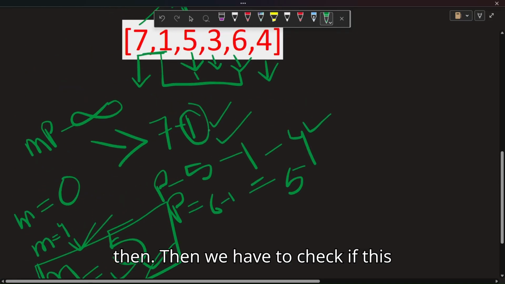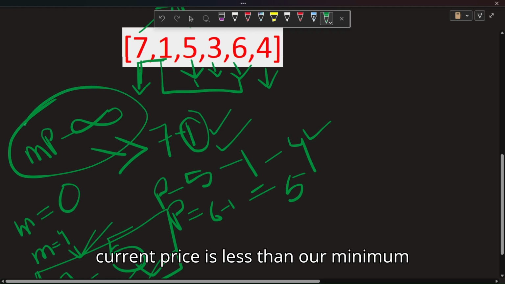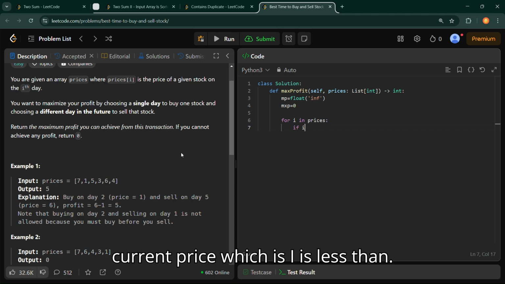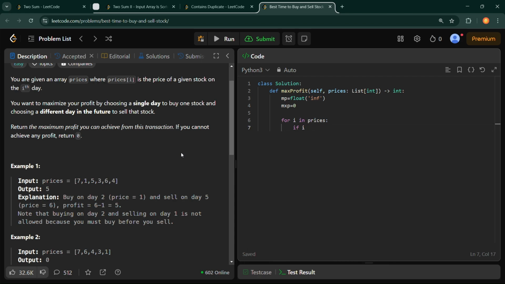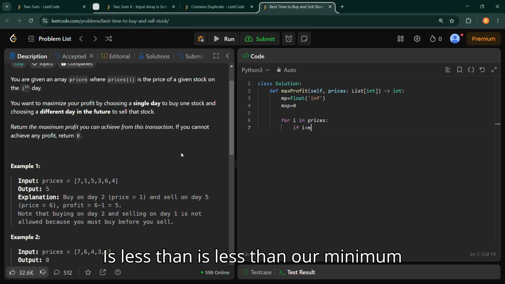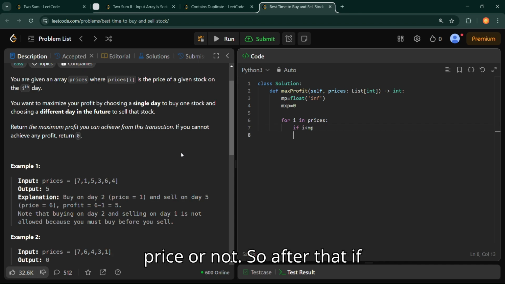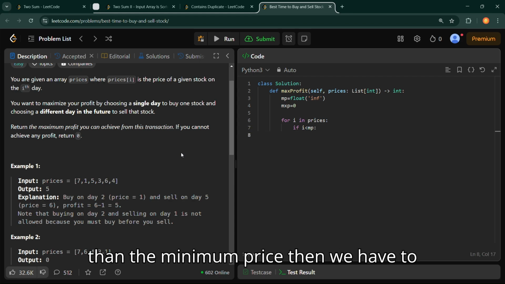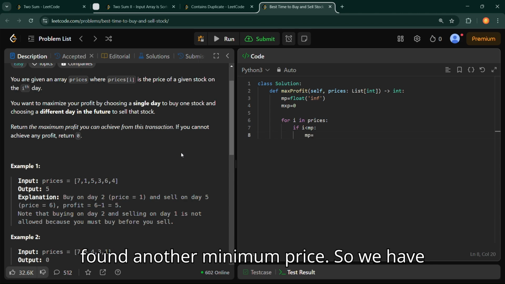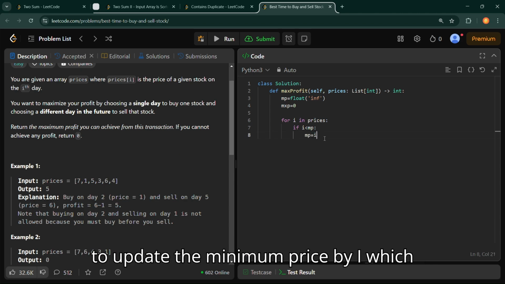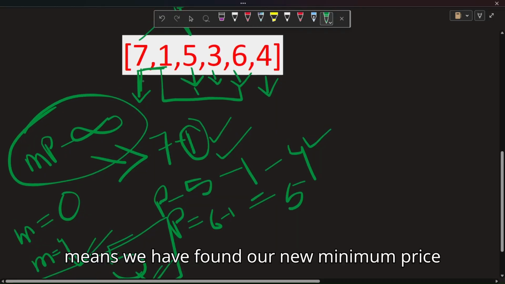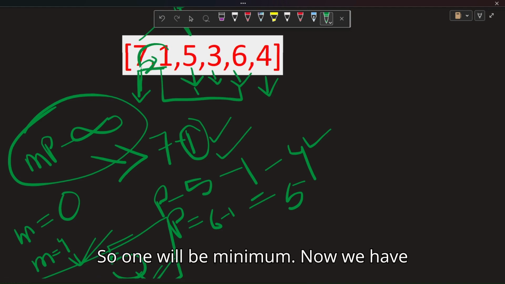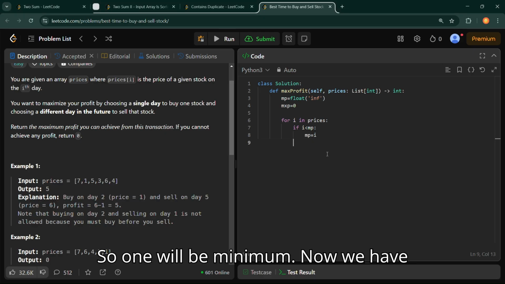Then we have to check if this current price, which is i, is less than our minimum price or not. If it is less than the minimum price, then we have to update the minimum price because we have found another minimum price. So we have to update the minimum price by i, which means we have found our new minimum price, which is 7. And then we will compare it again when we come here. So 1 will be the minimum. Now we have found our minimum price.